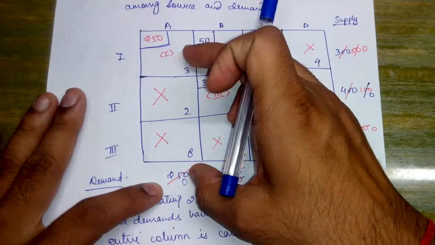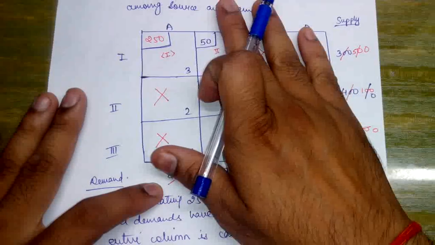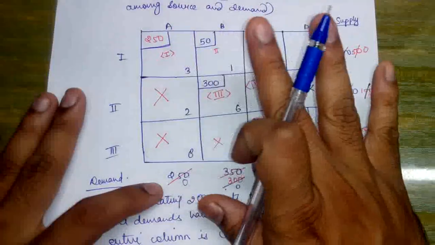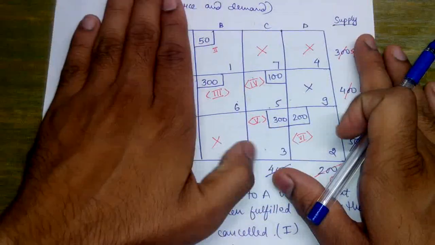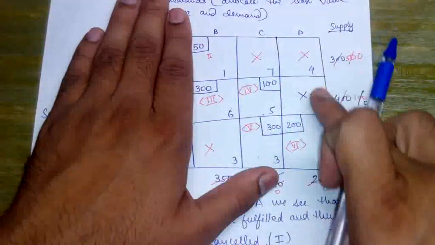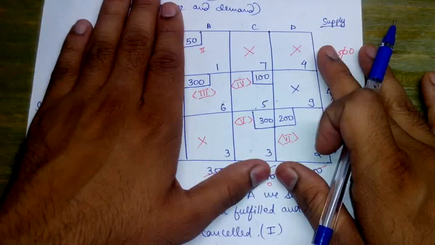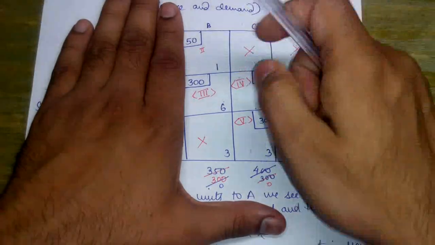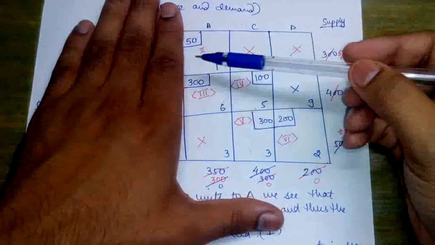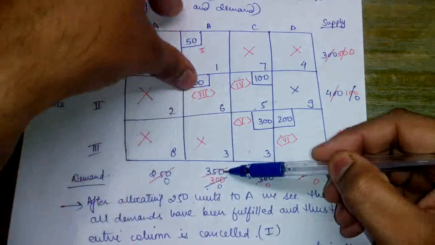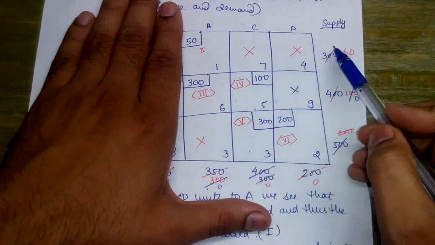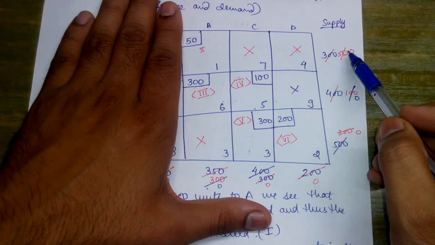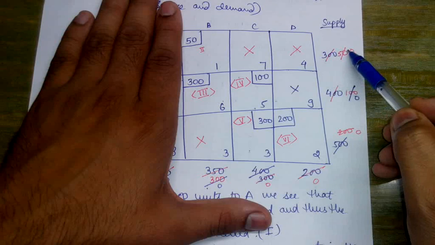Now when a particular column or row becomes 0, we are going to cancel it. Since all the allocation has been done in this box, this entire column becomes 0. Now we will forget about this entire column, so this now becomes our main matrix. Then again we will look for the northwest corner, and the northwest corner corresponds to this cell. This cell has a demand of 350 and the supply available is only 50. So out of 50 and 350, the least value is 50.